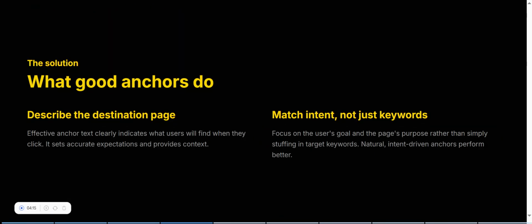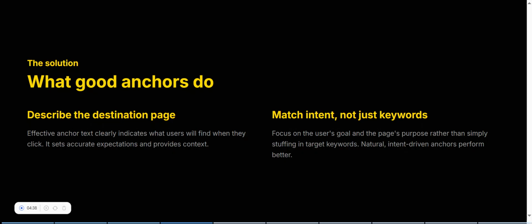Now, what do good anchors do? Firstly, they describe the destination page. So if it's an about us page, an effective anchor text clearly indicates what users will find when they click, and it sets accurate expectations and provides context.